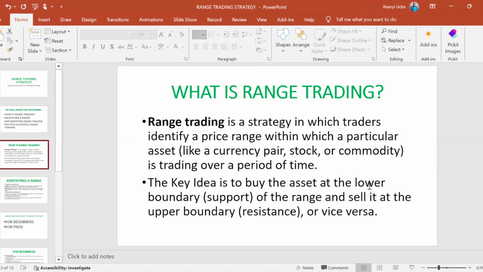Now, let me digress a bit: why would you even want to learn as many strategies as possible? Simply because the market is very dynamic. In the first week, we treated trending strategy, right? Then the last time we treated breakout. Today we are treating range trading. Next week we have another strategy also.